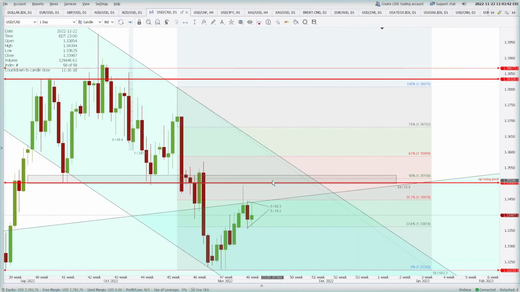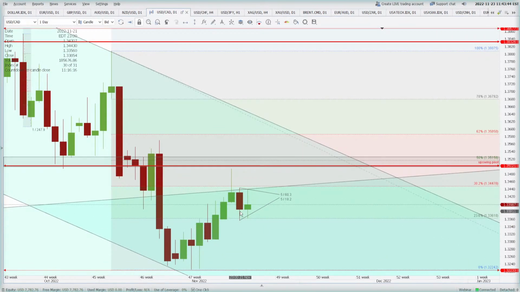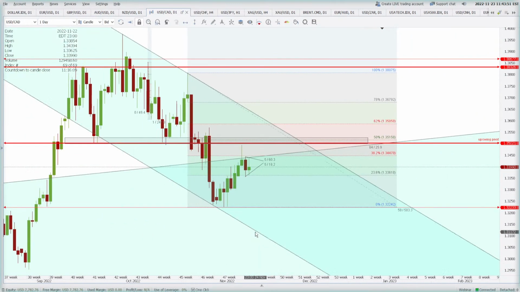So what I was saying is that yesterday there was a bearish candle, but today since there is an inside bar, we can wait for the price to clear the direction where it is going.